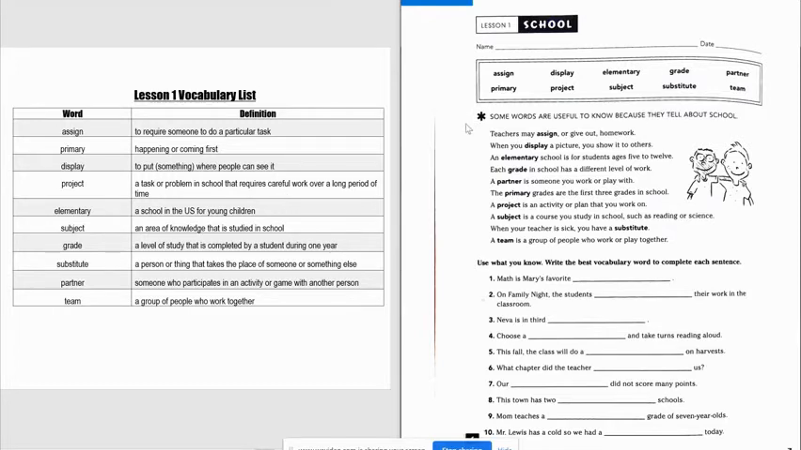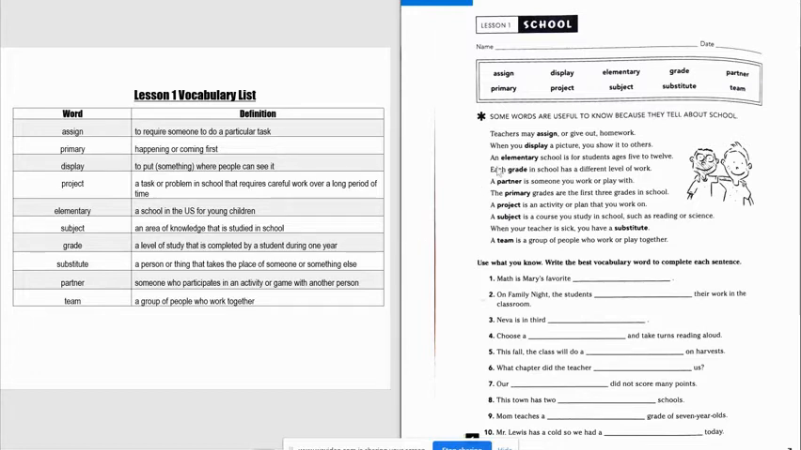It says some words are useful to know because they tell about school. So let's read these sentences and then go over their definitions so you understand what they mean. Teachers may assign or give out homework. On our definition list, it says assign means to require someone to do a particular task. So if I assign you something on Schoology, you need to complete that task. Next word is display. When you display a picture, you show it to others. So display means to put something where people can see it.